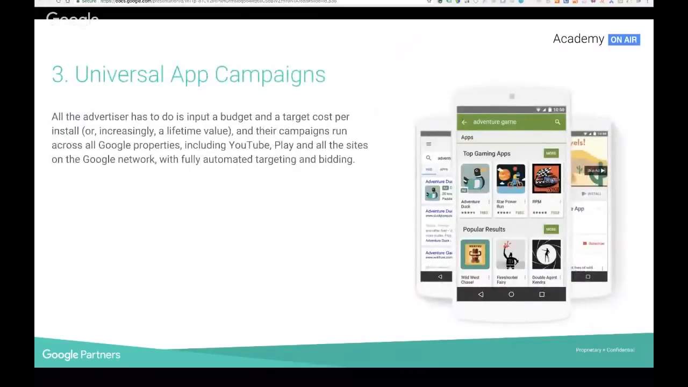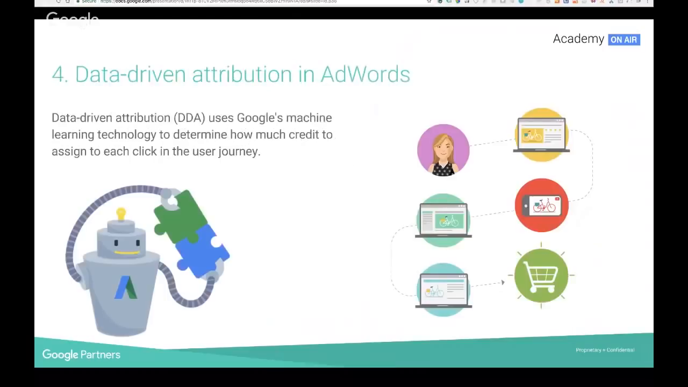For universal app campaigns, as I said, we are able to actually help you invest money only where we see a good chance that there is a lot of value behind the customer. And last but not least, we use machine learning in data-driven attribution. Already talked about that, but it's extremely important that you leverage attribution. And if you have it available, please use the data-driven attribution models.